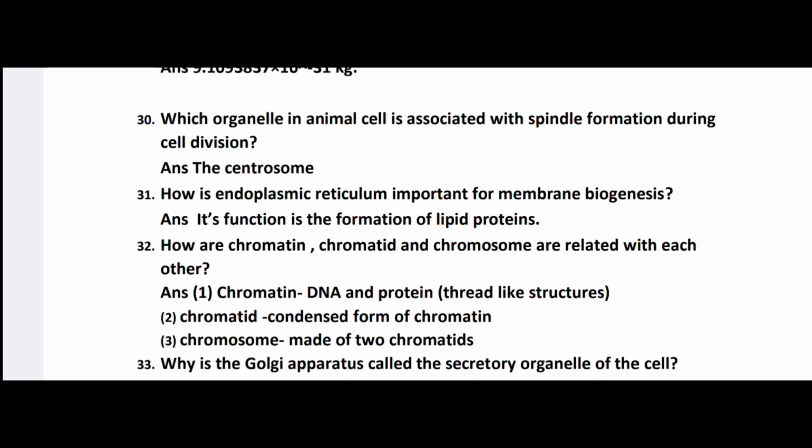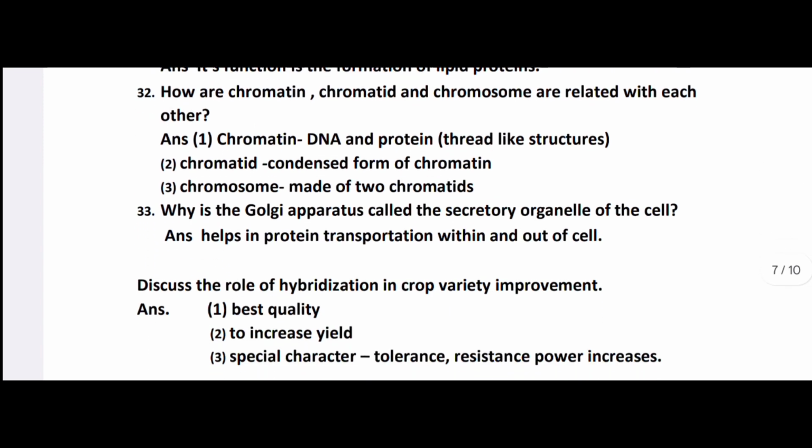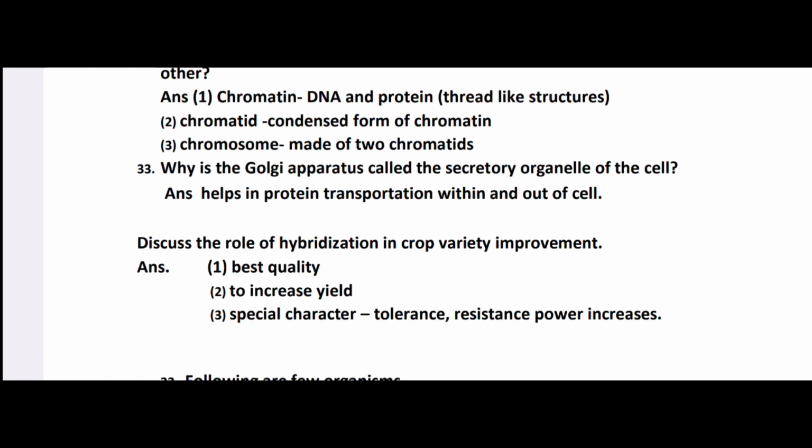Okay. Question number 32. How are chromatin, chromatid and chromosome related with each other? Also, you can find this question in your exams, like differentiate between chromatin, chromatid and chromosome. Now, chromatin is what? DNA and protein material, genetic material, thread-like structures are present. Now, again, this chromatin, when condensed, the condensed form of chromatin is known as chromatid, and when two chromatids in paired form, they form chromosome, right?